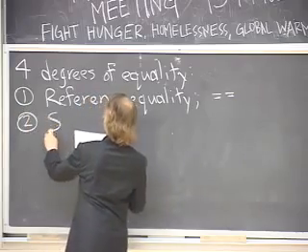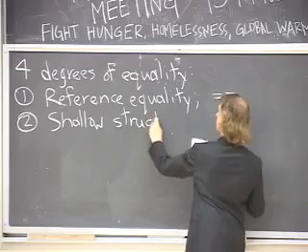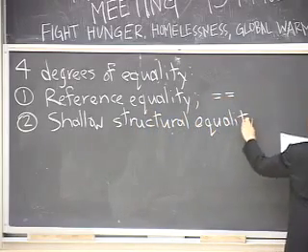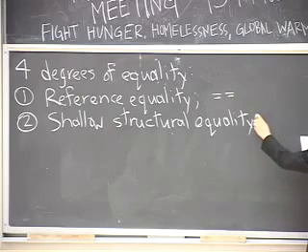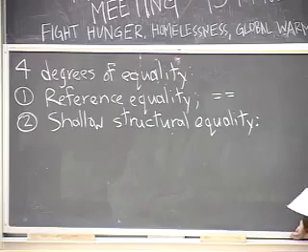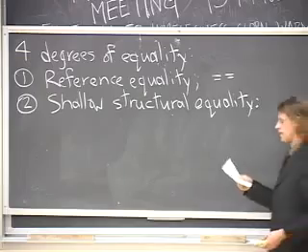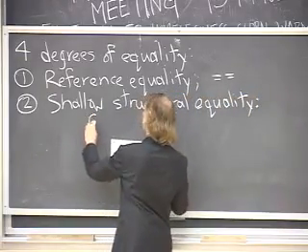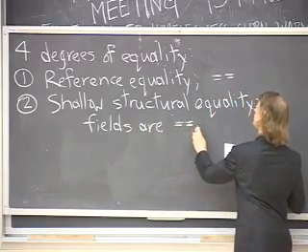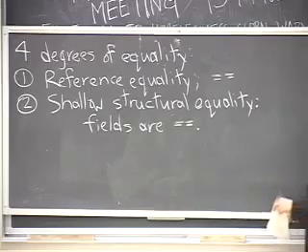Another one might be called shallow structural equality. Shallow structural equality means the two objects could be different objects, but what you really check is whether their contents have reference equality. So if the two objects have fields that are exactly the same, then that's shallow structural equality.